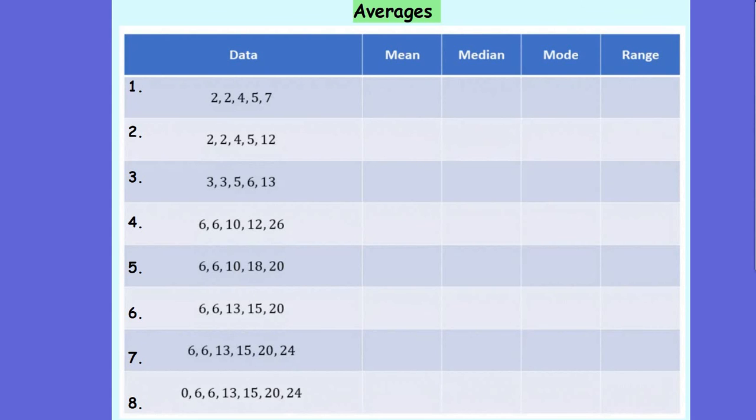Over to you. In your light blue book, please pause the video for 5 minutes or so and have a go at as many of these as you can. 5 to 10 minutes, work out the mean, median, mode and range for each of these sets of numbers. I don't expect you to finish them all, but have a go at as many as you can.